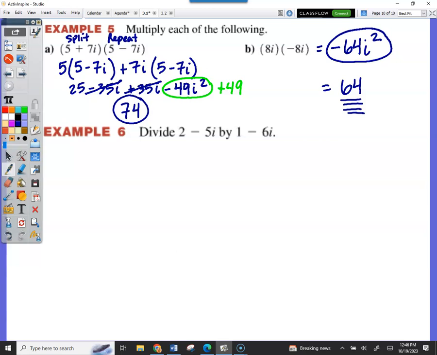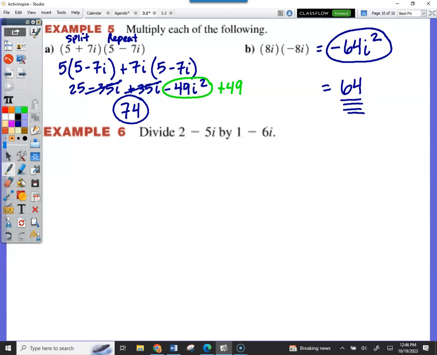Now, look at your answers here and here compared to what the problem started with. What do you notice happened? Say it louder. The i's are gone. Do you see that?